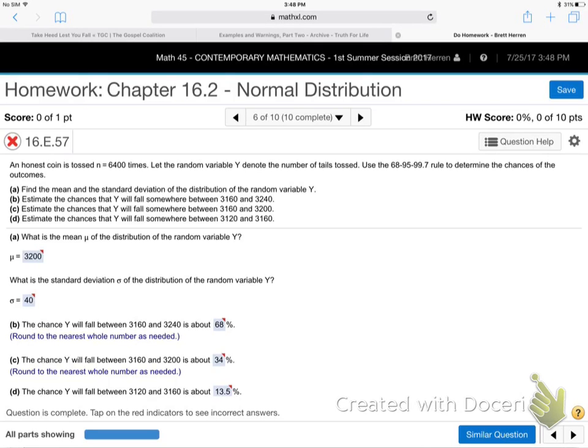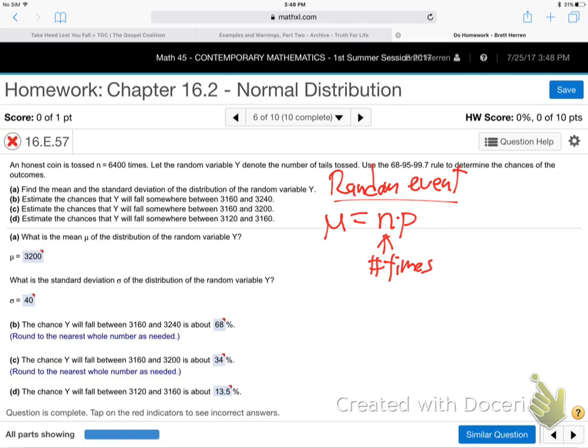Okay, so there's a formula for that. Here it is. Let me give you the situation we're talking about here. For a random event, like rolling a die or flipping a coin, the average, the mu, the middle, will be n times p. What is n? The number of times. N's always the number of times in all of our formulas, huh? P is the probability of whatever it is you're doing.